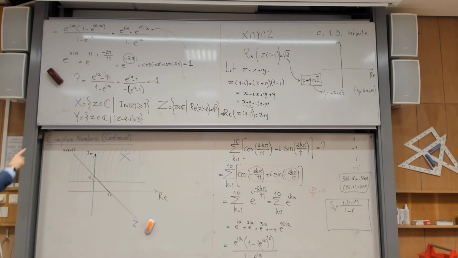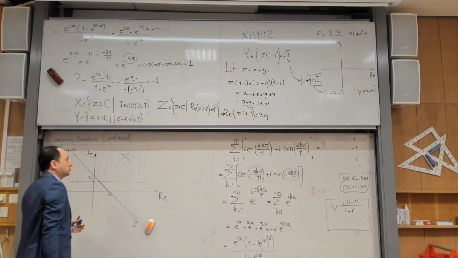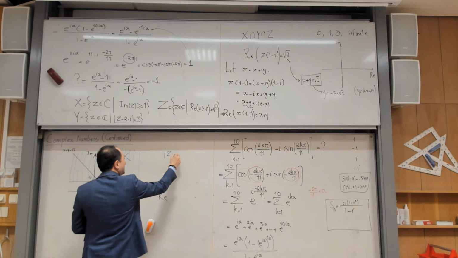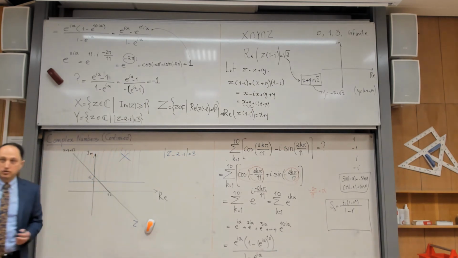But there is another constraint, and I hope that you haven't forgotten. This is extremely important, by the way, for Math 4. So what is |z minus 2 minus i| equals 3? Is it a line? Is it a circle? What is it?